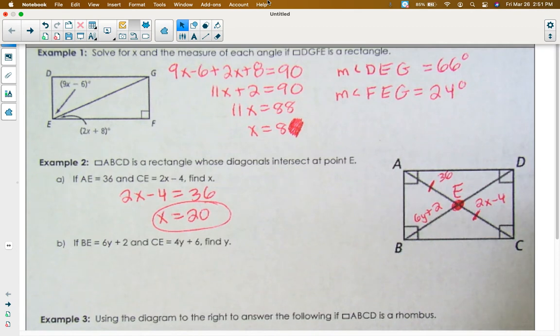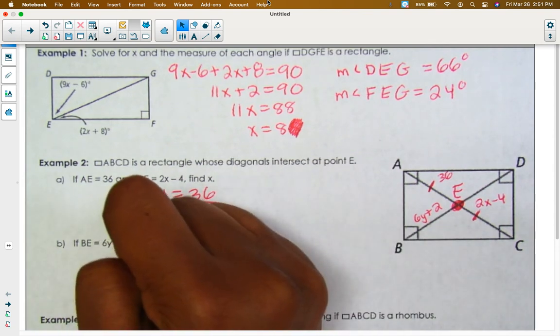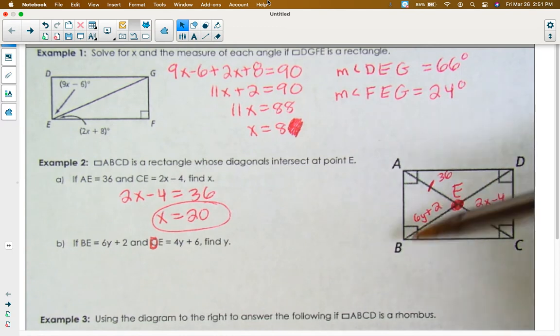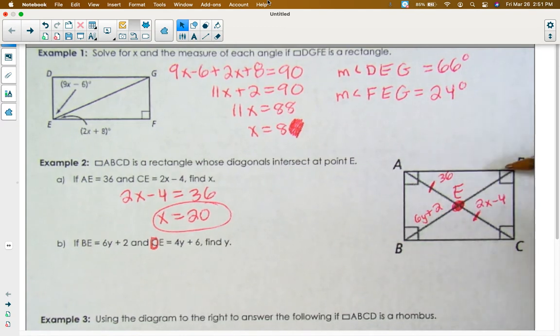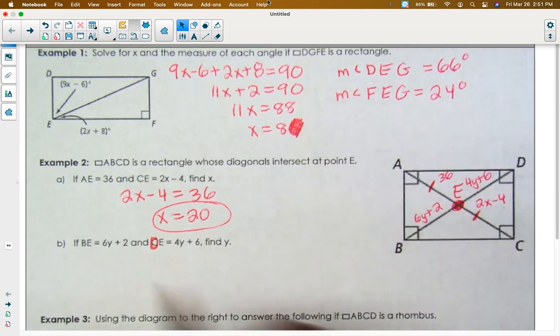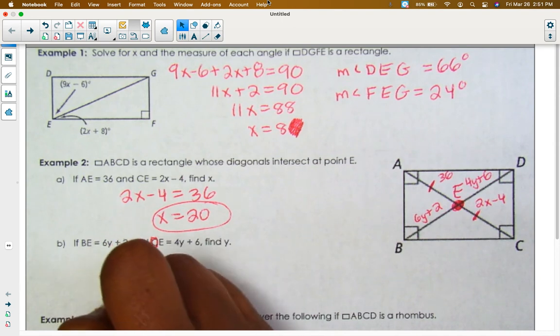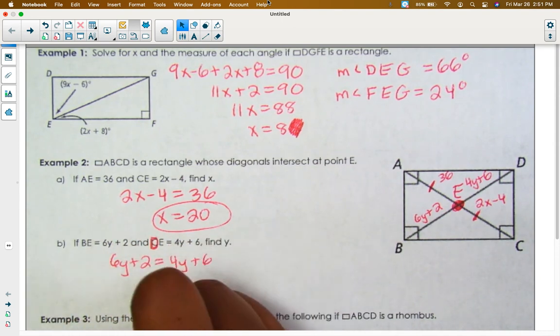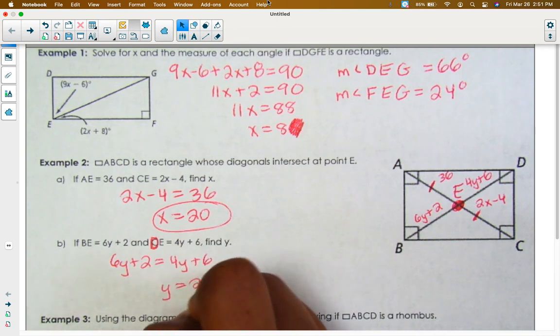So BE, and this is supposed to be DE there. Okay, so that is a D. So I know that BE is 6y plus 2 and DE is 4y plus 6. So I can set these equal to each other, go through, solve the equation, we get 2.